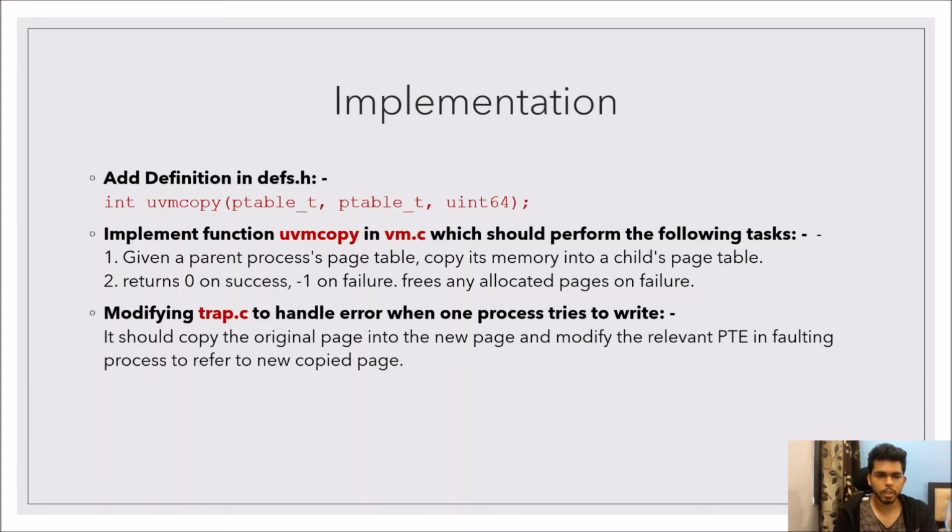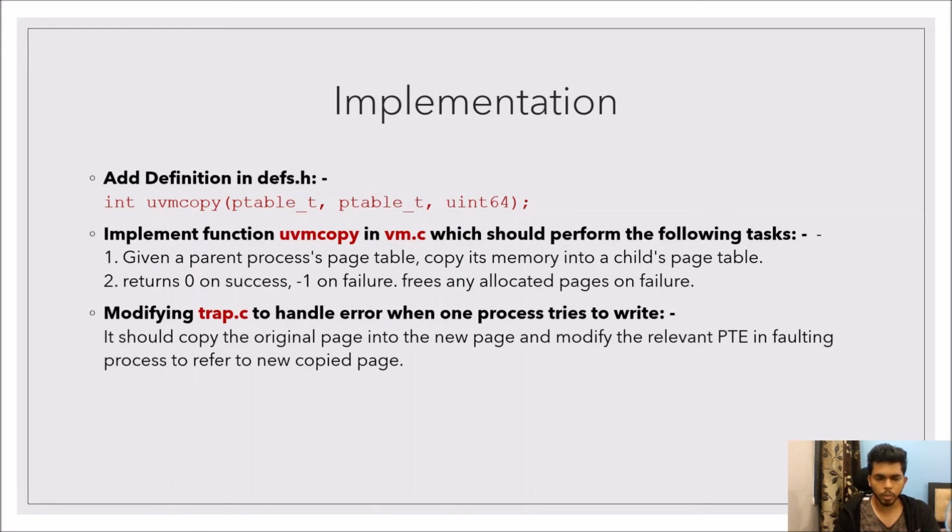Now let's discuss the implementation of the copy on write feature in x86. To realize our idea, we first need to add the definition of the function uvmcopy in defs.h. Once that's done, we can start implementing our function uvmcopy in vm.c. uvmcopy is the function which fork will call to allocate child memory. This function should perform the following. Firstly, given a parent process's page table, it should copy its memory into a child's page table. It should copy both the page table and set the pages' flag as read only. Secondly, it should return 0 on success and -1 on failure, and upon failure it should free any allocated page.